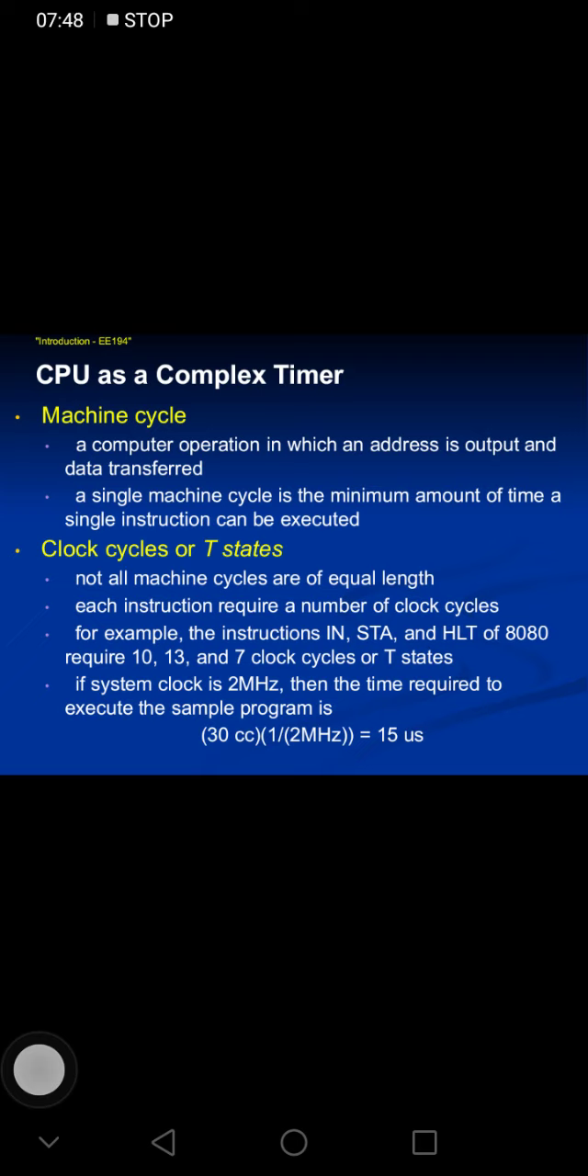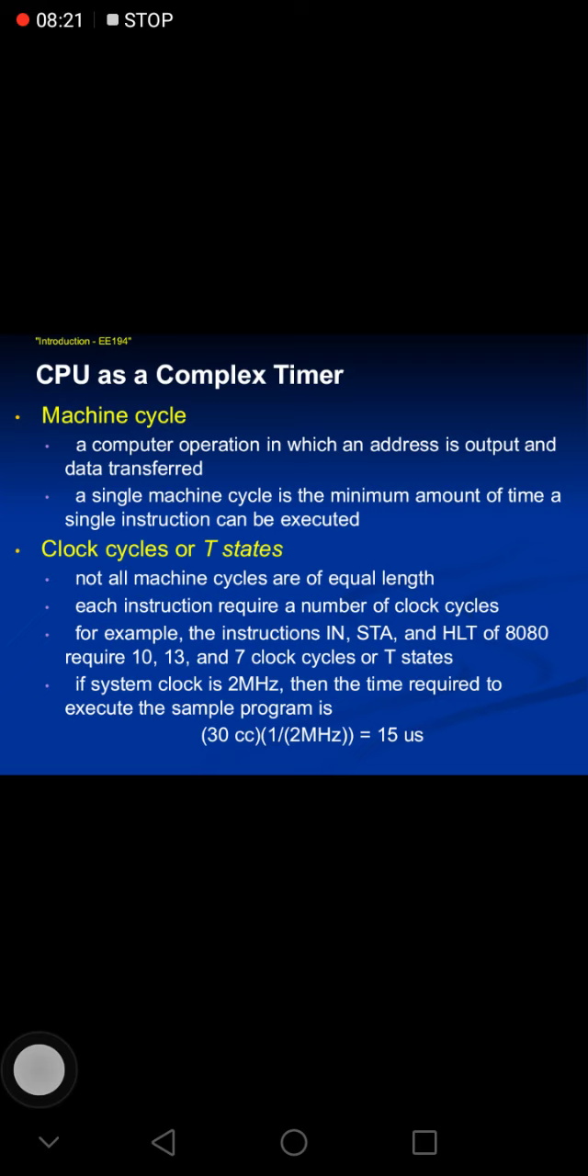CPU as a complex timer, meron tayong machine cycle, a computer operation in which an address is output and data transferred. A single machine cycle is the minimum amount of time a single instruction can be executed. Now, so ibig sabihin, meron tayong a certain time in which doon ini-execute ng computer yung dapat niyang i-execute. Okay? Then, may time din na doon niya dapat i-output yung value or yung output na dapat i-output. Okay? So, meron tayong clock cycles or T-state.